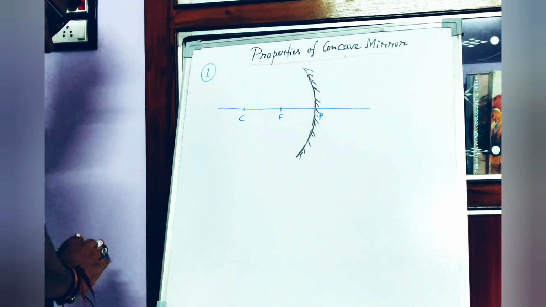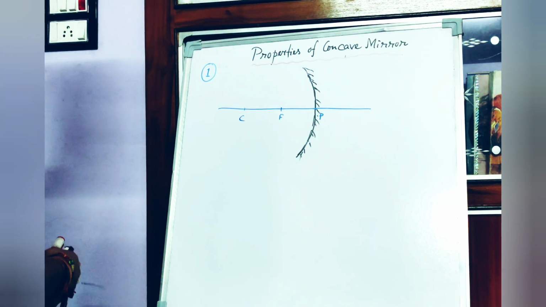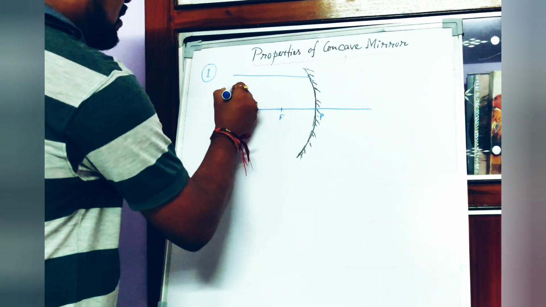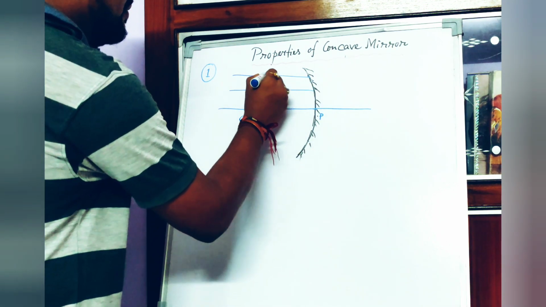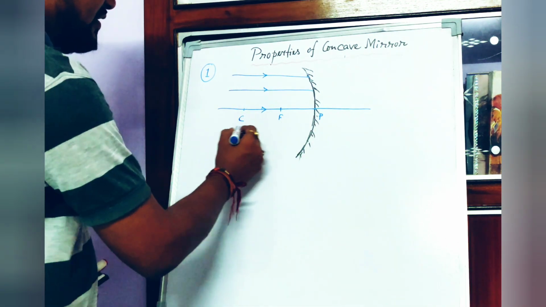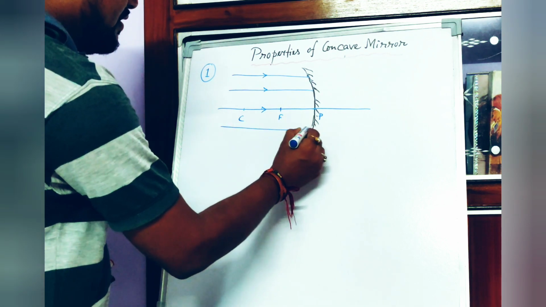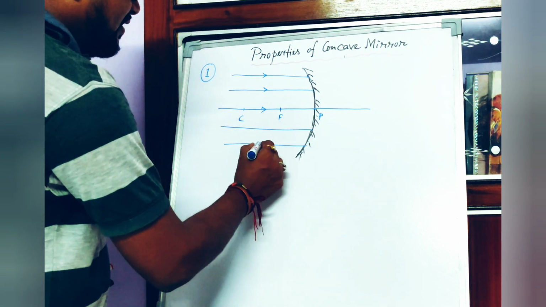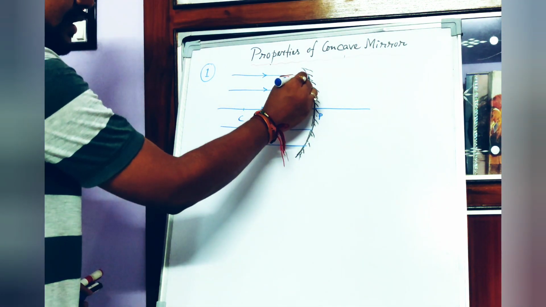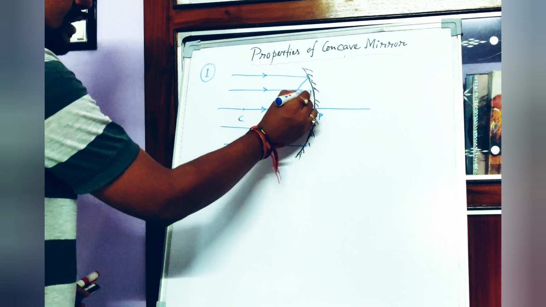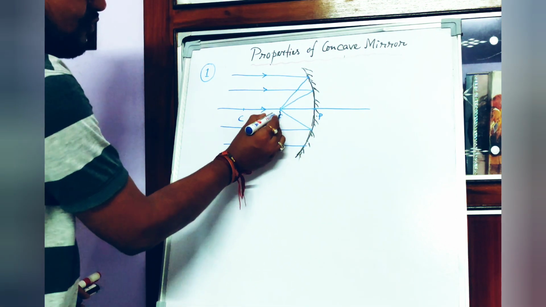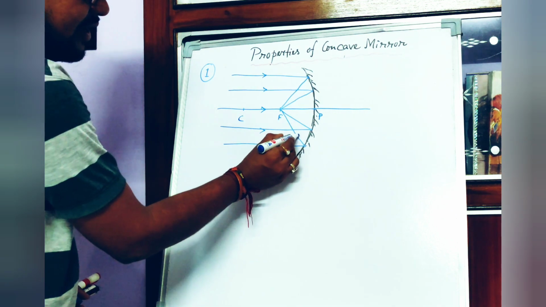Now the first property says that all the parallel rays, these rays which are parallel to the principal axis, this is the principal axis, after reflection from the concave mirror, will meet at a particular point called the focus. All the rays will meet at a particular point, that is known as the focus, right? So all are meeting at the focus.